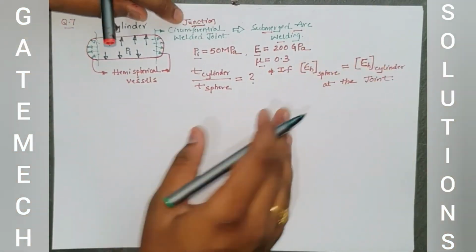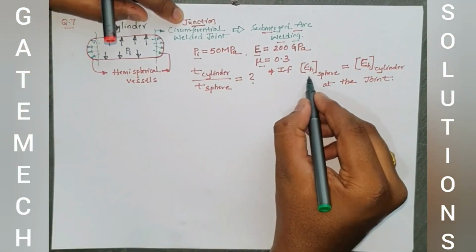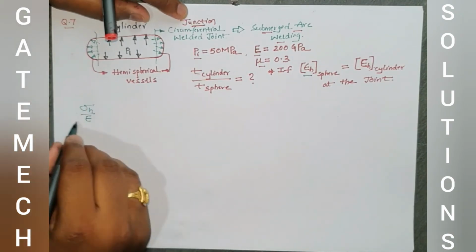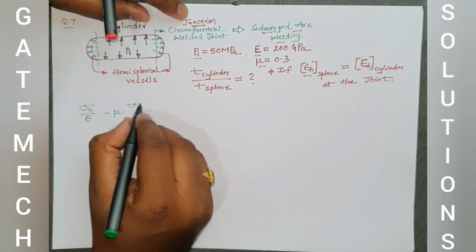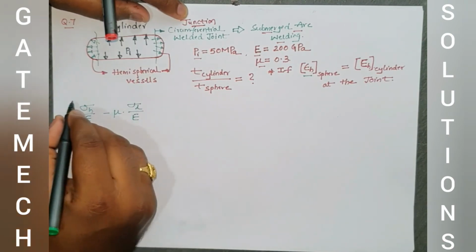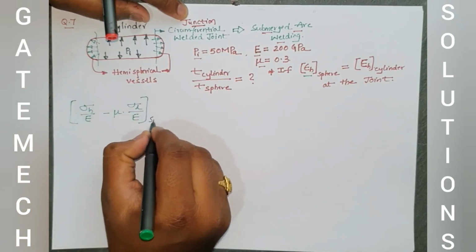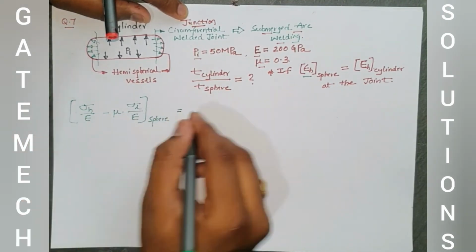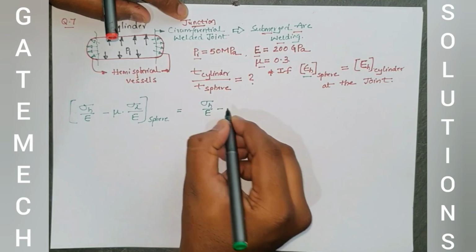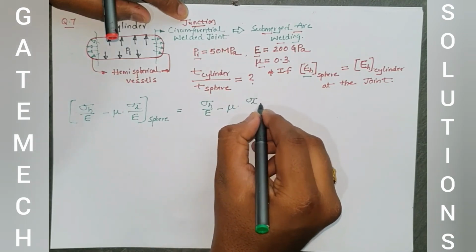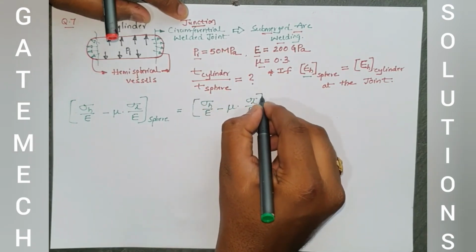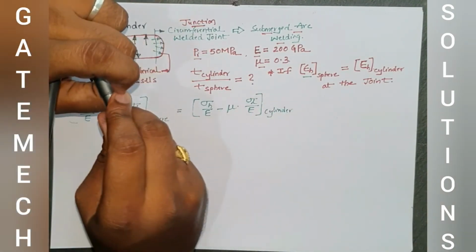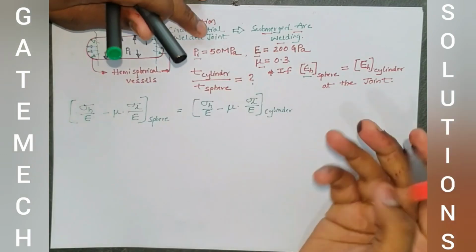Directly, if you remember the formula, easily you can substitute here. Hoop strain for sphere is given as sigma h by E, the linear strain, minus mu times the lateral strain sigma L by E. This is for sphere. This is exactly equal to sigma h by E minus mu times sigma L by E, this is for cylinder. How this formula came and everything, I am going to prove it. But before going to that, I am going to solve the question.